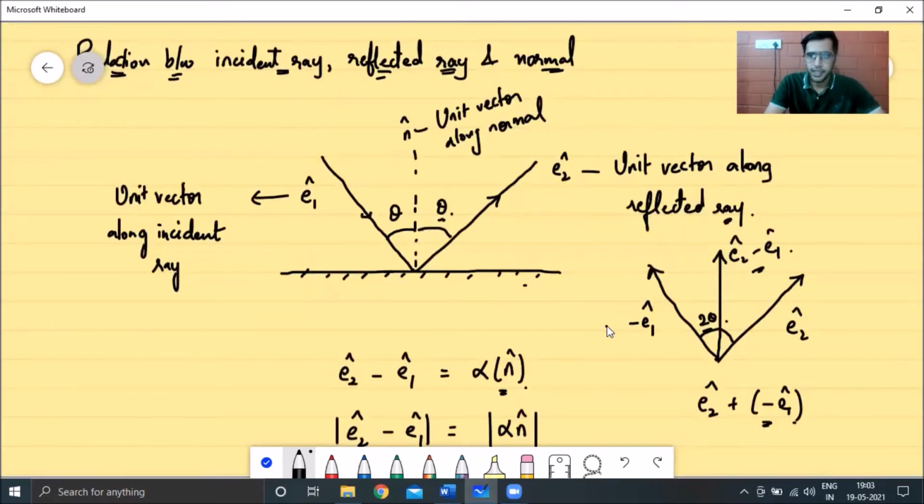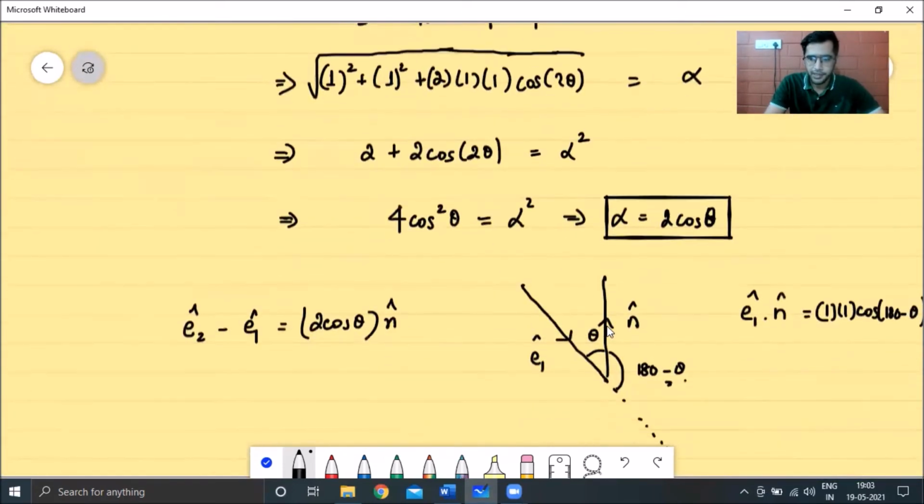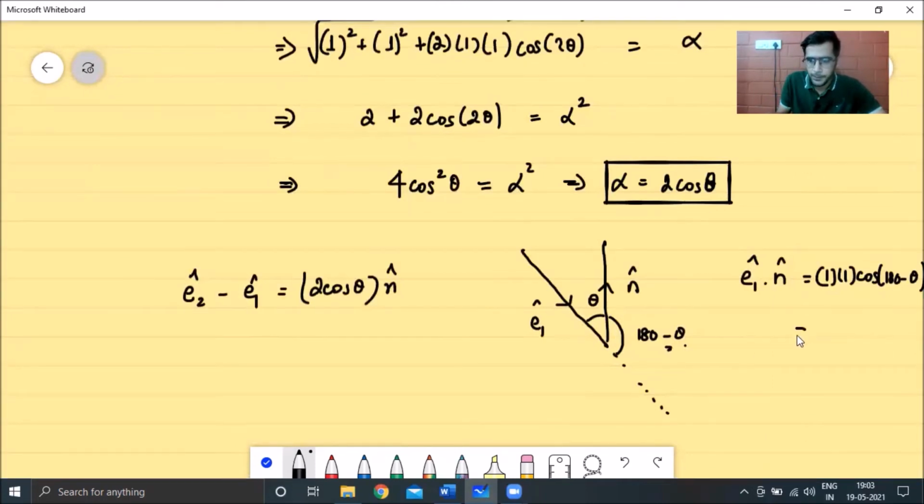And what is cos of 180 minus theta equal to? Cos of 180 minus theta will be equal to minus cos theta. So E1 cap dot N cap will be equal to minus cos theta. So that implies cos theta will be equal to minus E1 cap dot N cap, right?